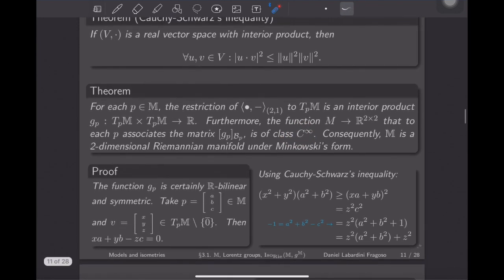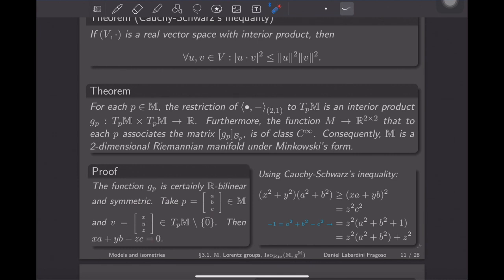Right. So first, that the restriction of this to the tangent plane is always an inner product for every point. The Minkowski form, we already know that it's R-bilinear and symmetric. Okay. Now take any point and a non-zero vector. So what do I know immediately?